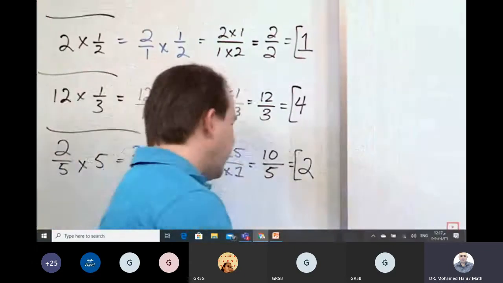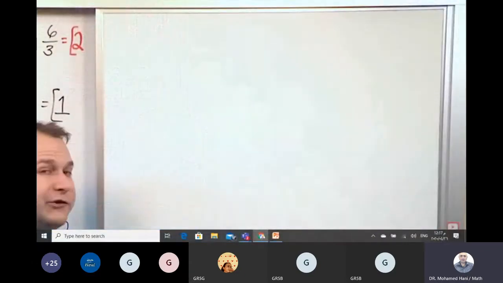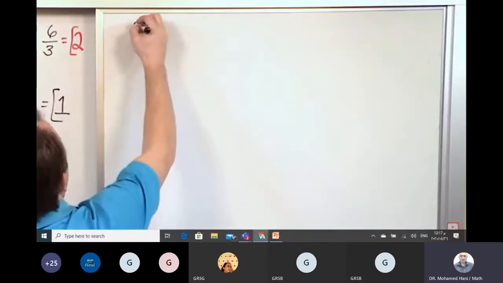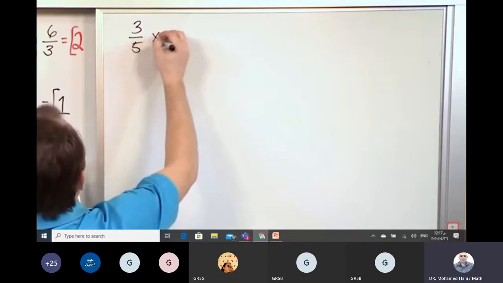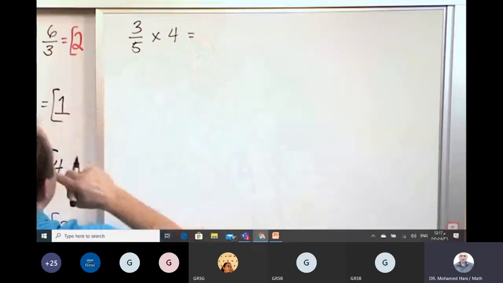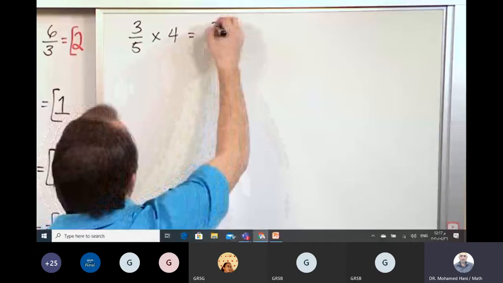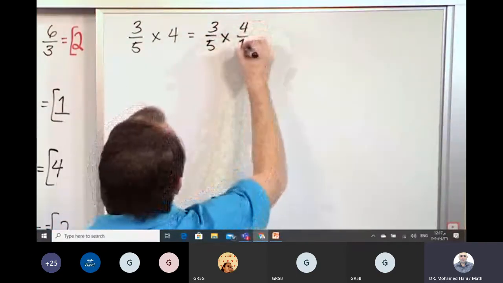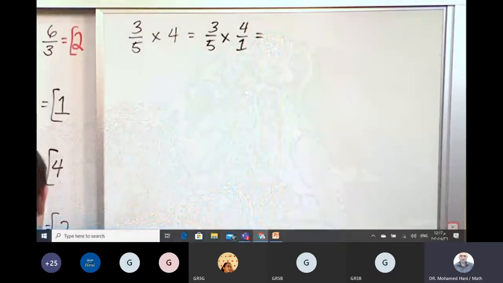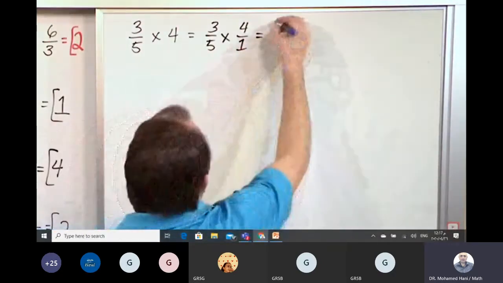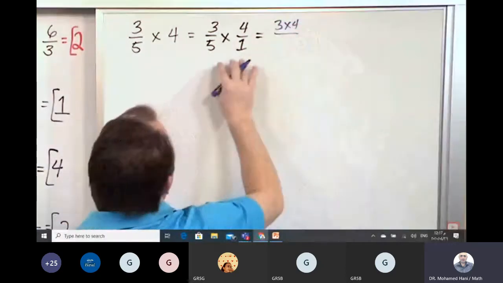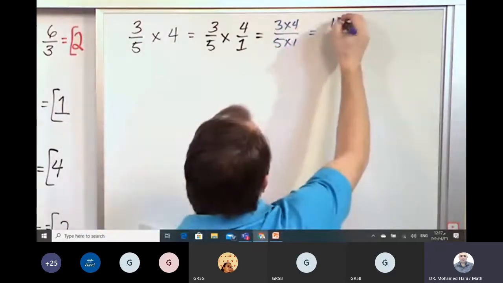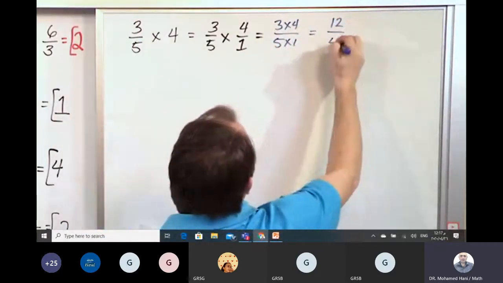Now let's do one where when we do the multiplication, we don't actually end up with a whole number at the end. All right, let's say we're doing the fraction 3/5 times 4. All right, and we want to multiply this. So the first thing we do is we write 3/5 times, and we write the 4 as 4 over 1. So now we have a fraction times a fraction. So then we multiply the tops, 3 times 4. We multiply the bottoms, 5 times 1. And what we get on the top, 3 times 4 is 12. And on the bottom, 5 times 1 is 5.